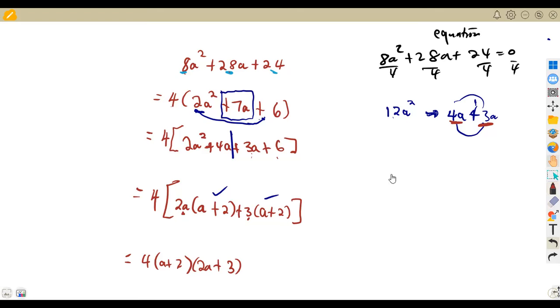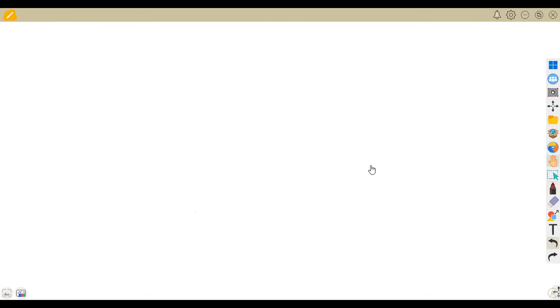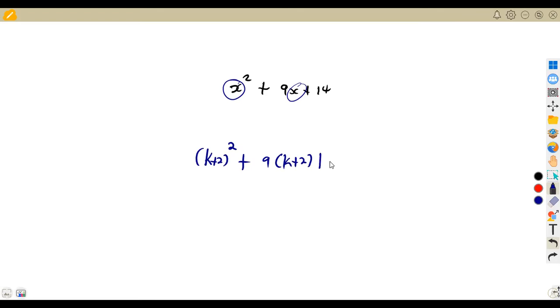We are used to a normal factorization, like the previous example, where we are just given x squared plus 9x plus 40, which we can simply factorize. But now they can give us an expression in terms of x, maybe (k plus 2) squared plus 9 times (k plus 2) plus 14, and you are asked to factorize it.